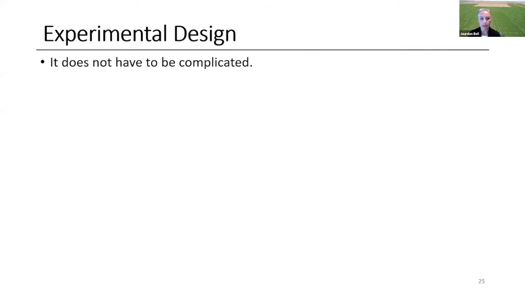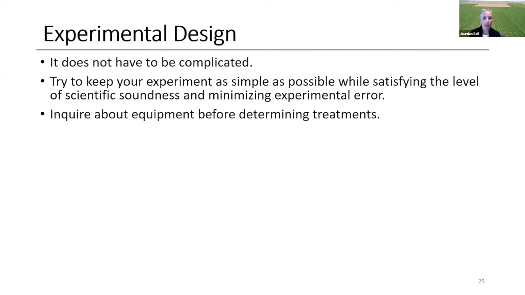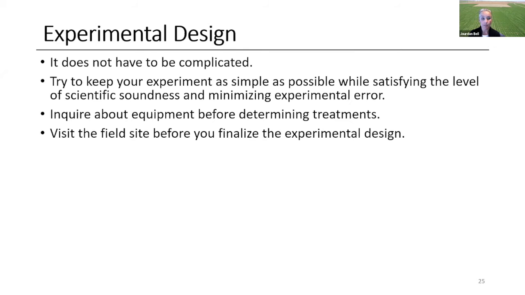So experimental design does not have to be complicated. As we talk about these different aspects, it can be very overwhelming, but it does not have to be complicated. Keep in mind to keep your experiment as simple as possible while satisfying the level of scientific soundness and minimizing error. As Carrie said, inquire about equipment before determining your treatments. Visit the field site before you finalize your experimental design. You want to make sure that your field design actually fits in the area the producer has allocated for you.